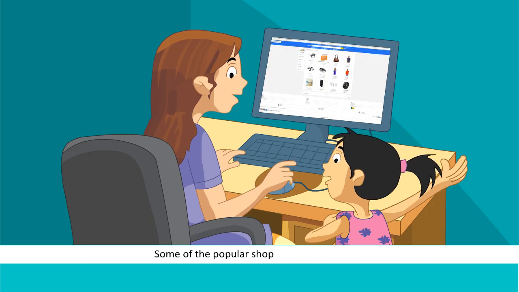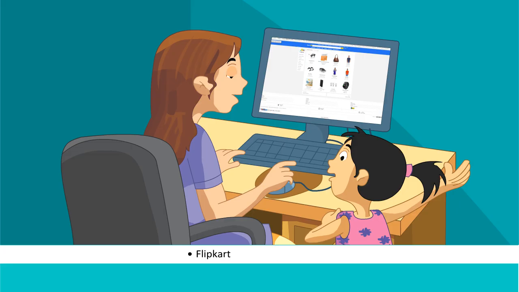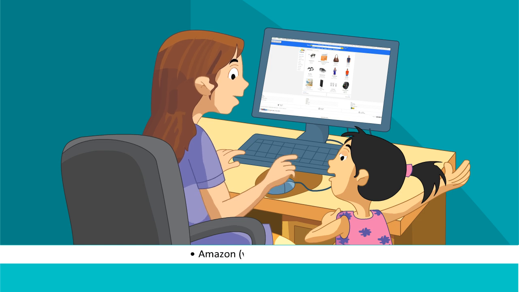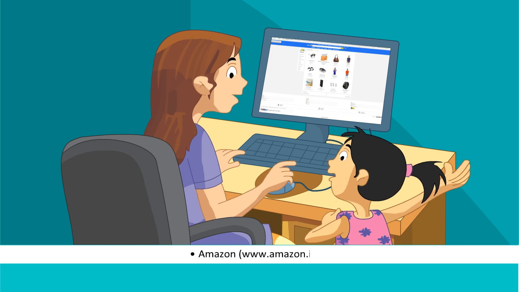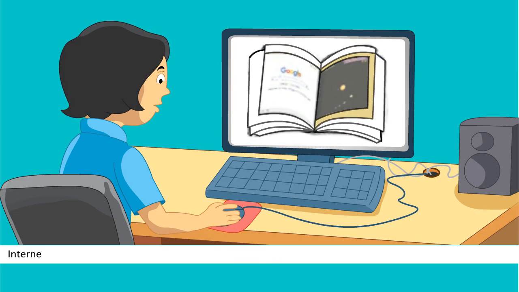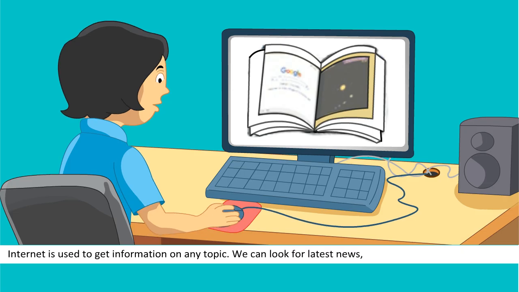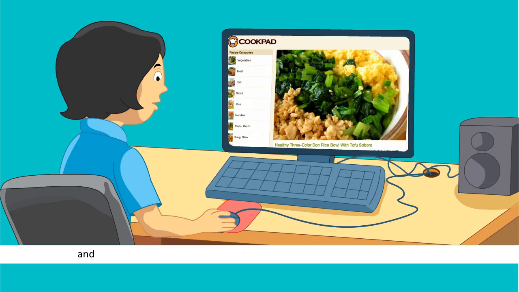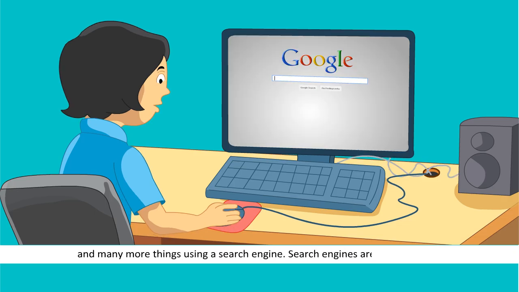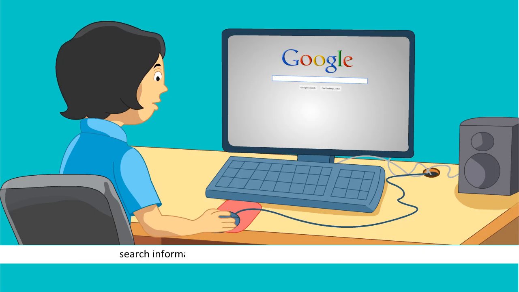Some of the popular shopping websites are Flipkart, www.flipkart.com, Amazon, www.amazon.in, Snapdeal, www.snapdeal.com. Searching. Internet is used to get information on any topic. We can look for latest news, match score, cooking recipes, and many more things using a search engine. Search engines are specially programmed websites that search information for us according to the terms we specify.